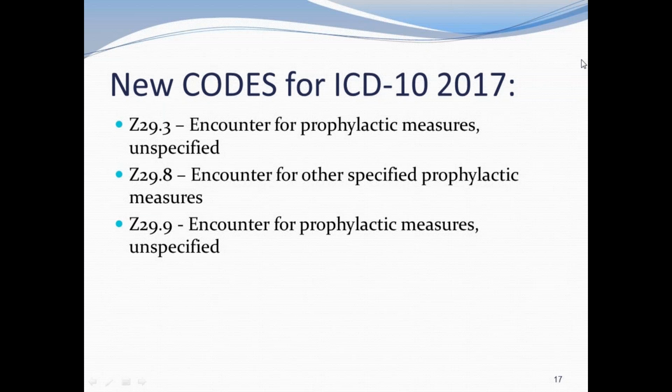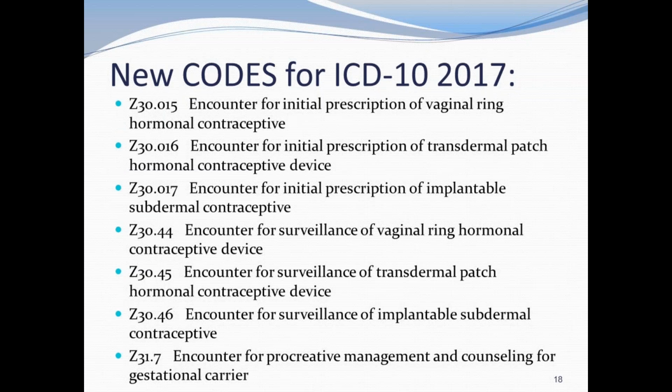Now, these are the ones that I actually wanted to go over with you in depth because these are family planning ones. And Benita is our family planning program coordinator right now. And she thought that these actually looked pretty good. So we'll make sure that these are linked to the cost center of the 802, which is the family planning cost center. This is the Z30.015. This is for encounter for initial prescription of vaginal ring, hormonal contraceptive.